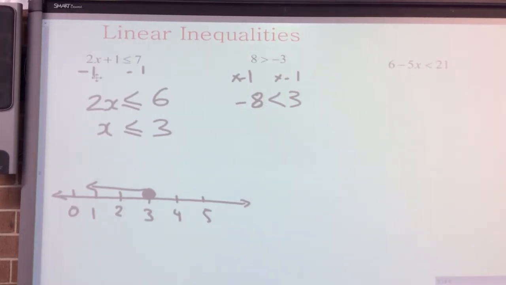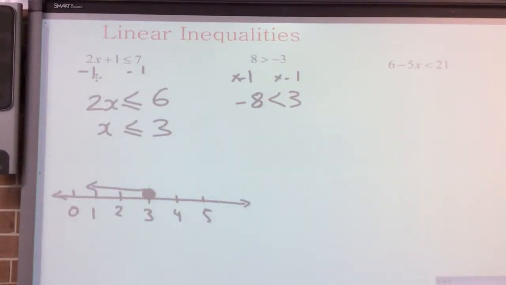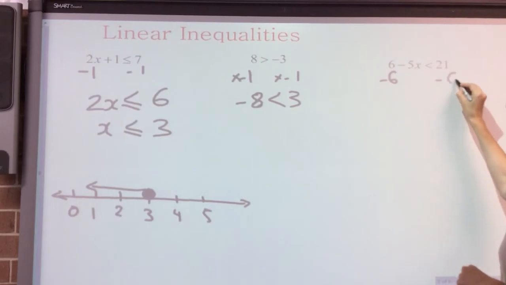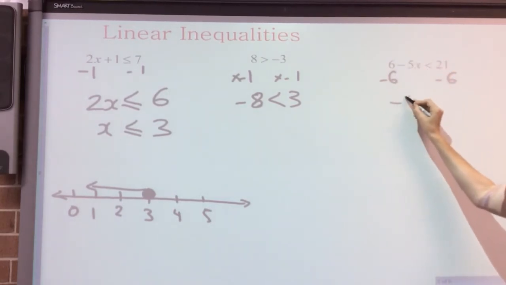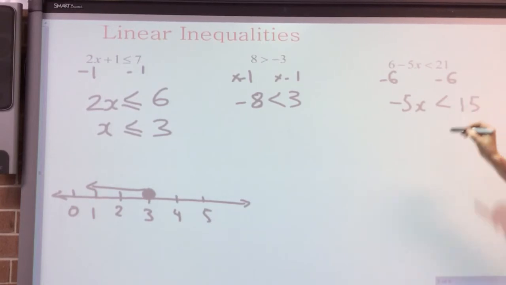The same goes for dividing. If I divided by a negative number, I would also have to reverse it or it wouldn't be true. So let's see how that comes into play when I actually solve this question. What's the first step I do on this one? Get rid of the 6. So I'm going to subtract 6 from both sides. This leaves minus 5x is less than 15.